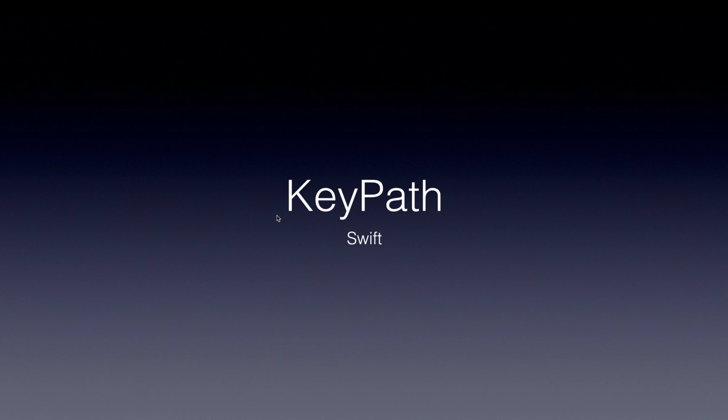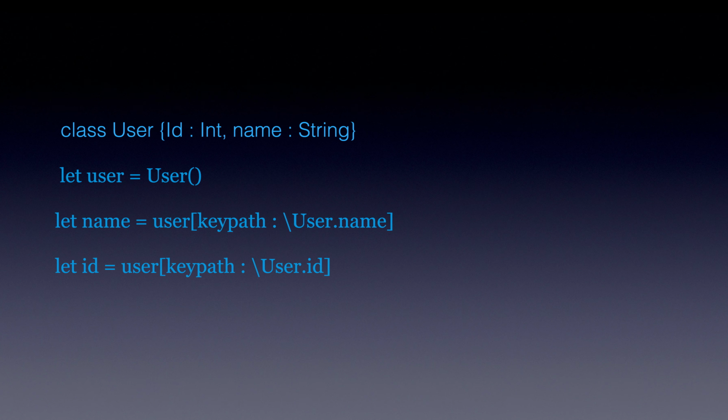Swift introduced the key path to access a property of an instance. The instance can be a class or a structure. The properties of that instance can be accessed through a key path. Here the class is User and the properties are ID and name.